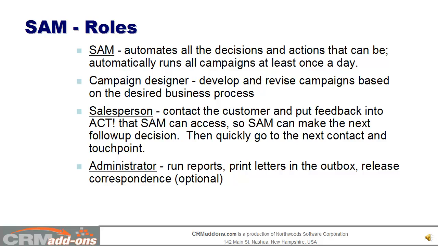When you're using our Sales Automation Manager, there really are a few different roles. There's the role of SAM. It automates all the decisions and actions that can be and automatically runs all campaigns at least once a day. Then there's the campaign designer, who develops and revises campaigns based on the business needs. Then there's the salesperson. The salesperson is the most important person for SAM because it's the person we want to save time for. We want them to contact the customer and put feedback into ACT that SAM can access so SAM can make the next follow-up decision. And then we want them to quickly go on to the next contact and touch point and do what they do best. The administrator can run reports, print letters in the outbox, and release correspondence if you want the correspondence to be manually released. By default, SAM will automatically release the correspondence.